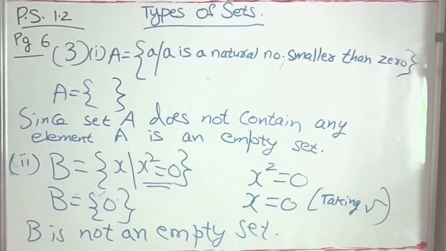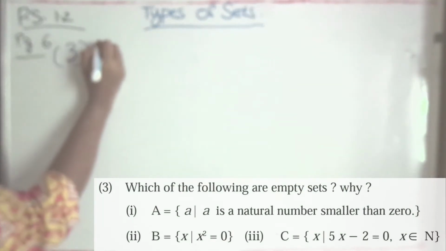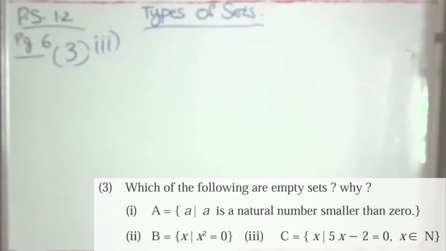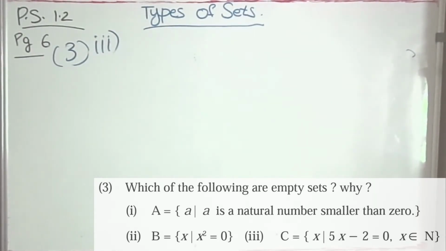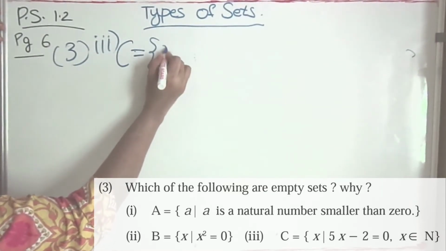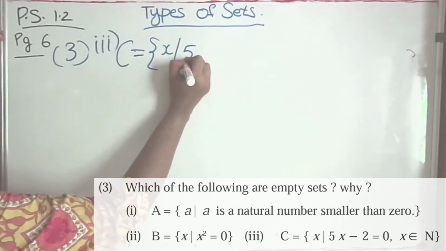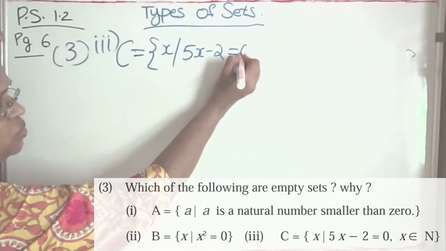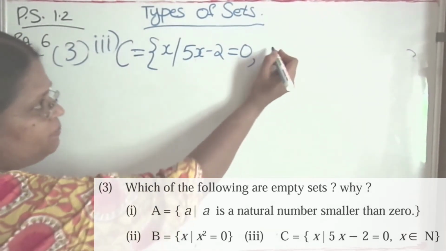Okay, now we go to the third sum. Sum number 3. C is equal to x such that 5x minus 2 is equal to 0, x belongs to natural numbers.